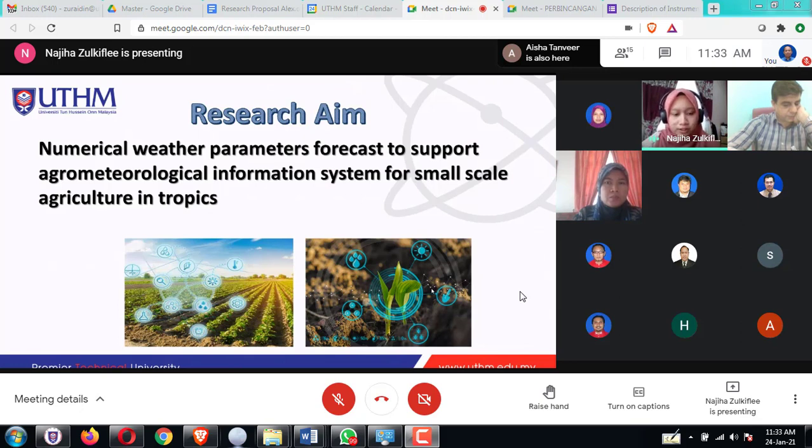for meteorological elements, which is the parameter to estimate the prospective value. The agrometeorological information system here means a forecast model that relates to the parameters that will help the farmers.